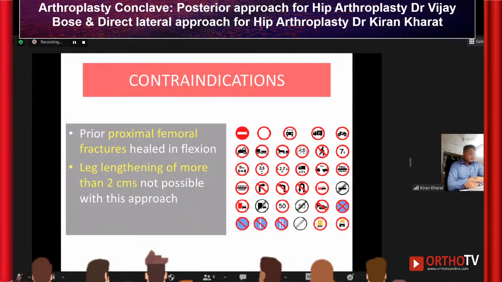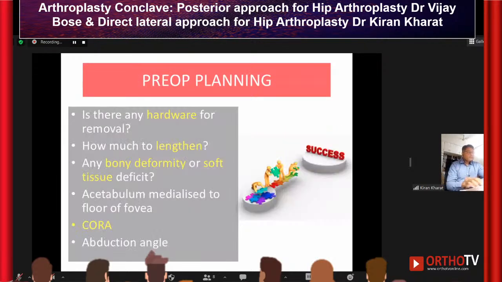But yes, there are contraindications to this approach. And there are two contraindications you must keep in mind, especially if the patient had a proximal femoral fracture which has healed in flexion, then you cannot do this approach. And if there is lengthening of more than 2 centimeters anticipated, then this approach should not be used, because you cannot bring the gluteus medius and attach it properly.